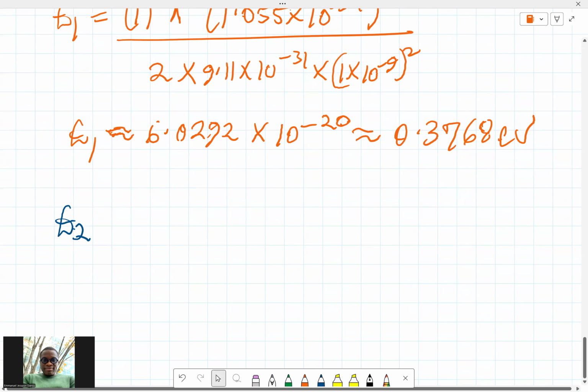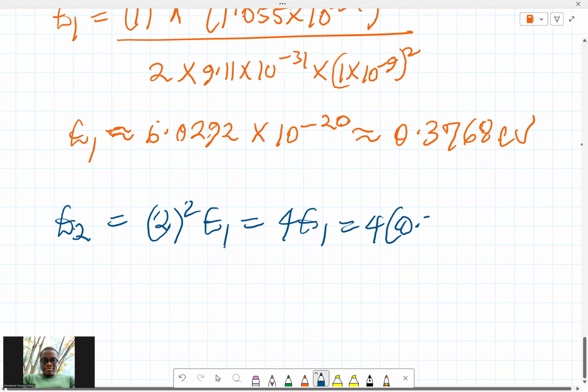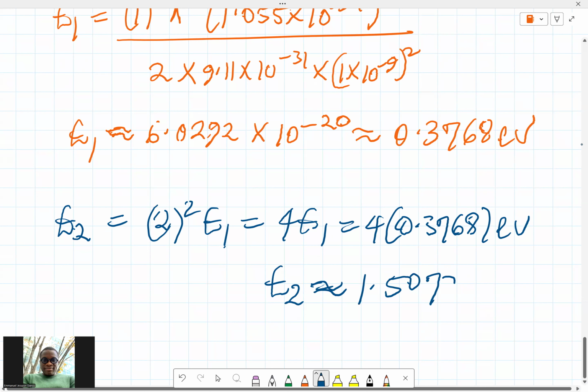So E2, the second energy level, is equal to 2 squared E1 in short. That means we have 4E1, and that is 4 times 0.3768 eV. So E2 is simply approximately 1.5072 eV. That is the second energy level.